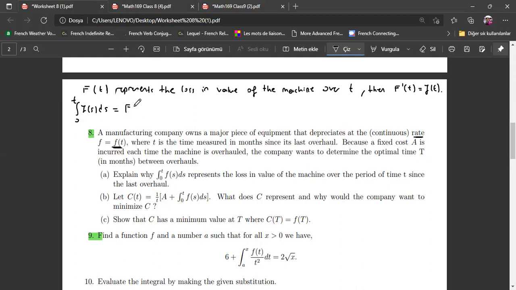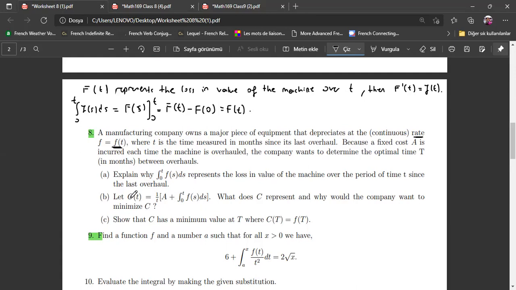So applying the fundamental theorem gives us this one from 0 to t. Just plug s equals t and s equals 0. We have F of t minus F of 0. F of 0 is equal to 0, so we get F of t. So that's why this integral represents the loss in value over the period of time t. So we're done with the first one.